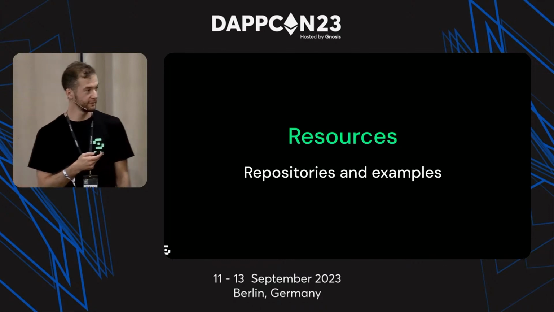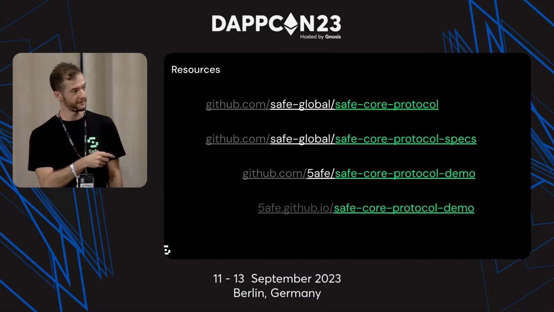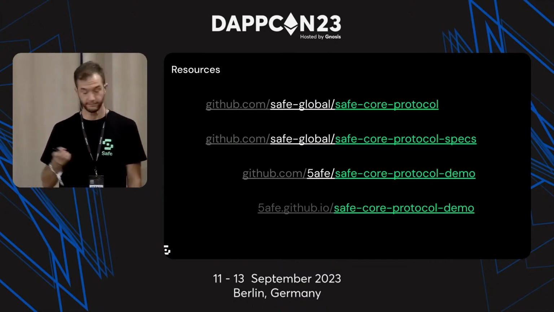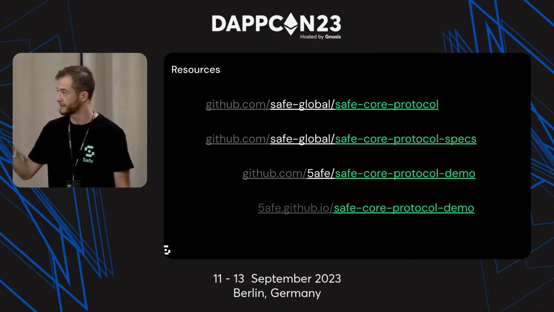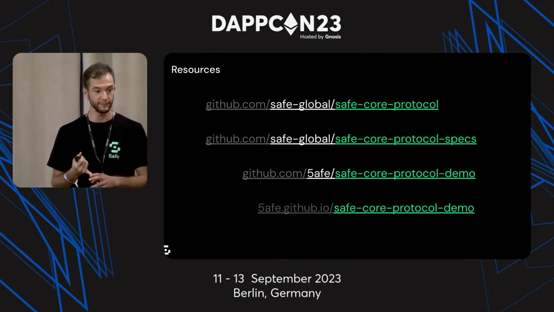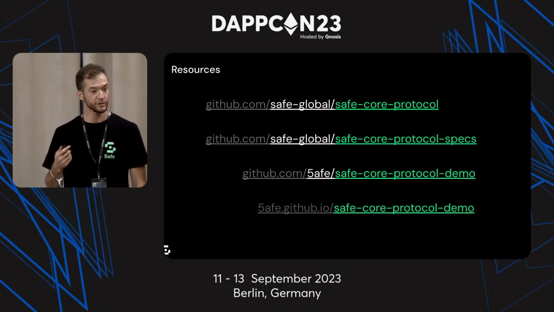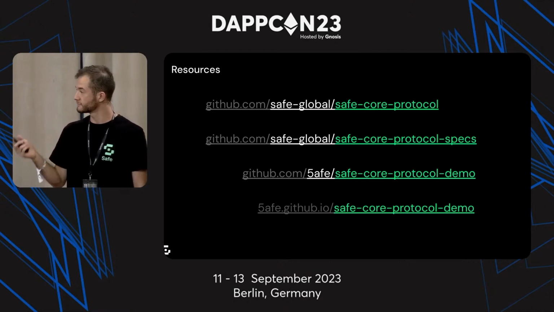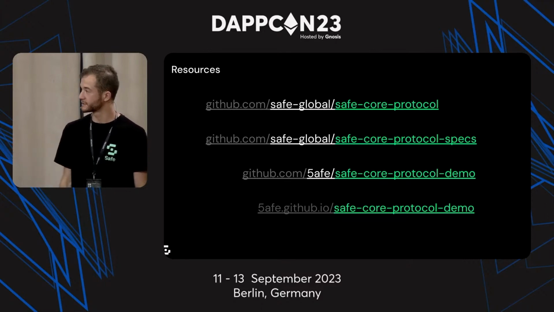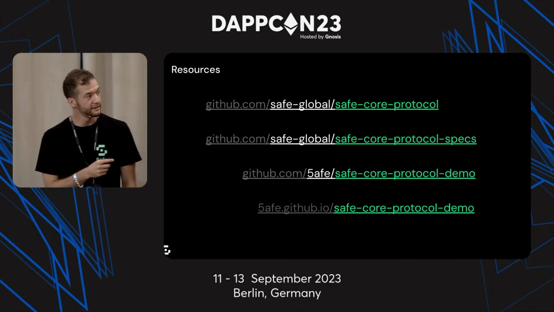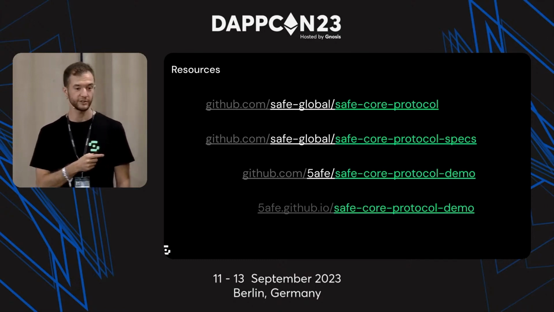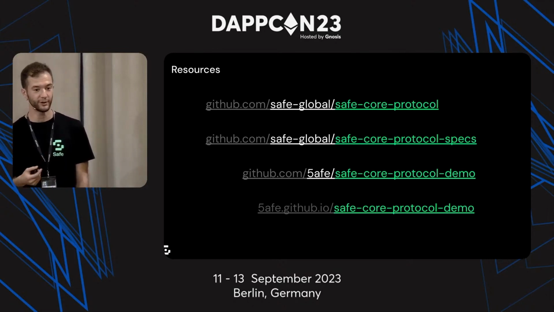Let's see now some resources we have with some repositories. There are three repositories about the Safe Core Protocol, and the last one is a demo. The first one, the Safe Core Protocol, is in the Safe Global organization in GitHub, and there you can find the contracts we implemented, like the manager and the registry, like the Safe Protocol Manager and Safe Protocol Registry, also the interfaces for the different components that you would need to implement if you want to have your own implementation. Then we have the Safe Core Protocol Specs repo, also in the Safe Global organization in GitHub. There you can find documentation about it, some diagrams, flows that are very interesting. Also, I forgot to say, in the Safe Core Protocol, you will find tests that are very useful to see how that works.